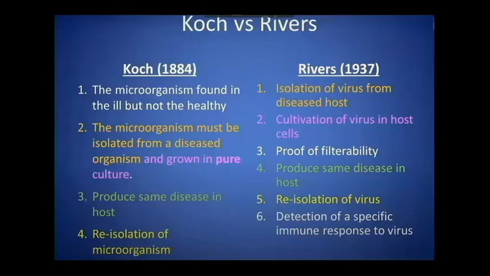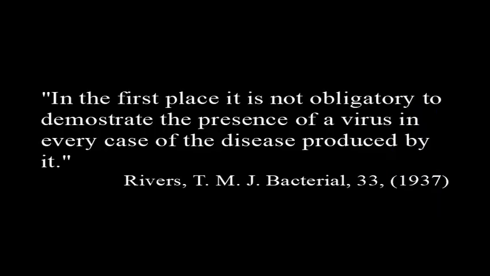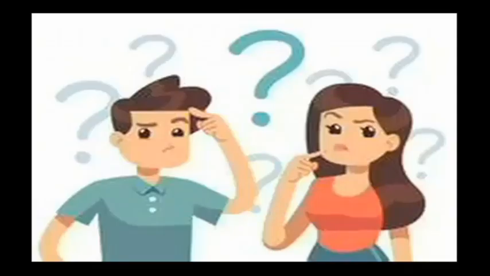You can see in the picture by the color coding that there is some overlap. One criteria not required by Rivers' postulates is the first one by Koch, that the microorganism is found in ill people but not healthy people. Rivers stated that, in the first place, it is not obligatory to demonstrate the presence of a virus in every case of the disease produced by it. But if the virus is not present, how can you say it caused the disease?